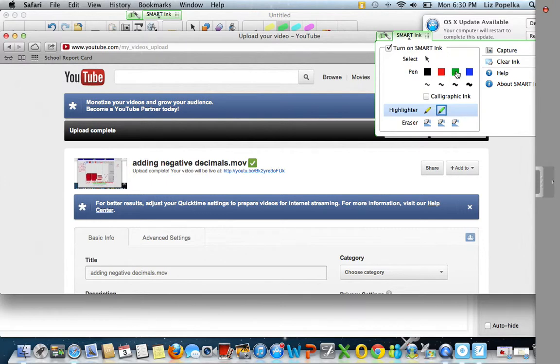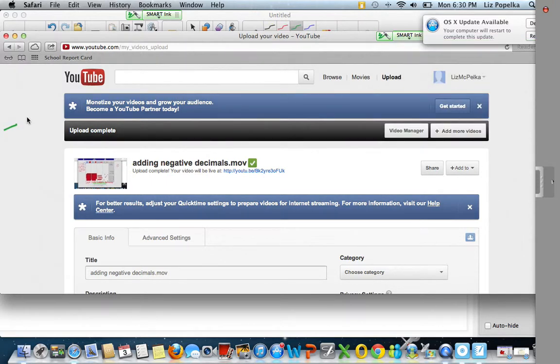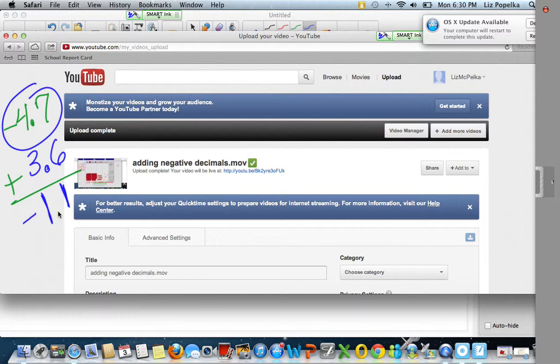All right, so I'm going to add a negative 4.7 plus 3.6. And that's a positive 3.6. So figure out, first of all, which one you have more of. We've got more negatives than we do positives. So that means we're going to have negatives left over. So we need to take our negatives and subtract our positives. So 7/10 minus 6/10 is 1/10. 4/10 minus 3/10 is 1/10. Because we had more negatives, that's going to be a negative 1.1 left over.